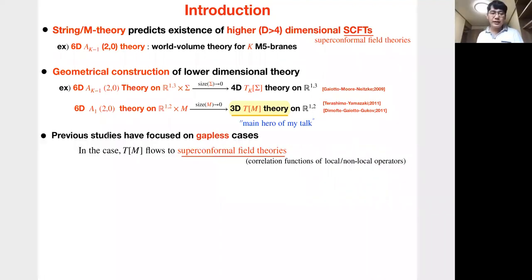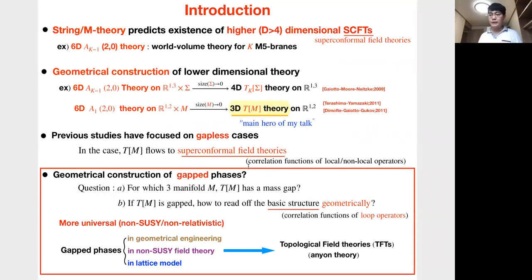So previous studies mostly focused on the gapless cases. For those cases, the 3D theory flows to a topological field theory. And then the interesting physical observables are correlation functions of local and non-local operators. So these are another interesting story. But in my talk, I will focus on the engineering of the gapped phases. So I will ask the following question. For which three manifolds does the resulting 3D theory T_M have a mass gap?